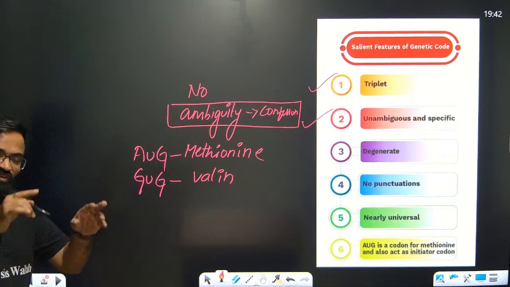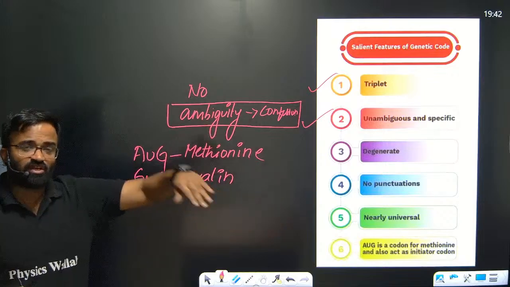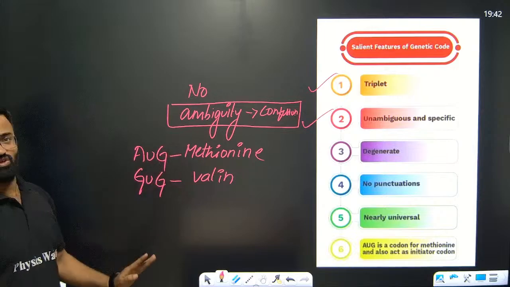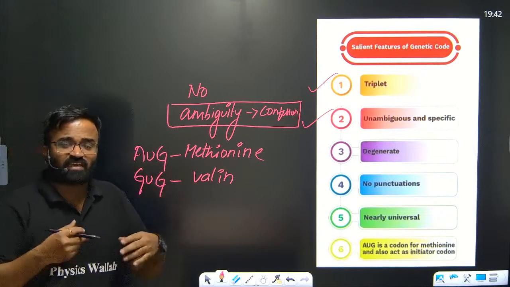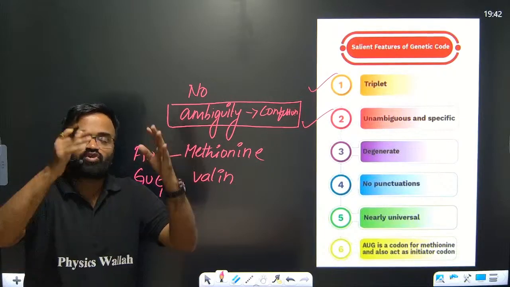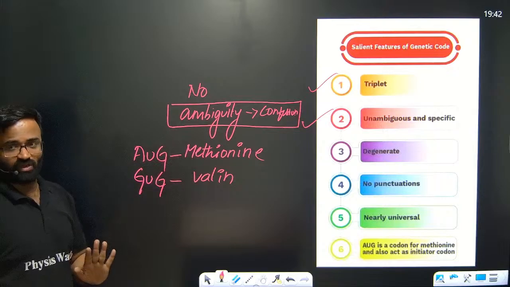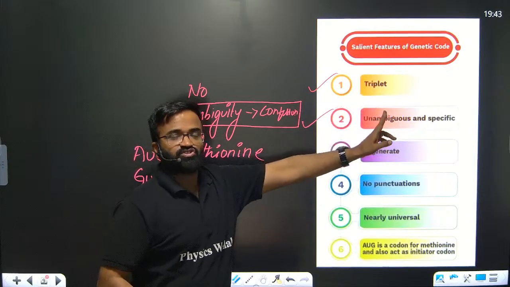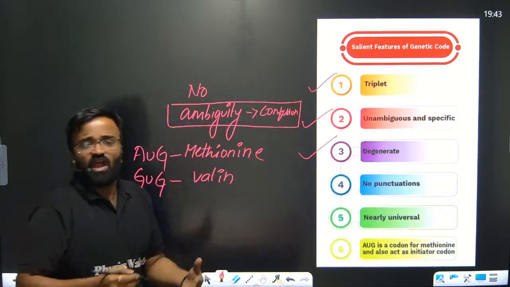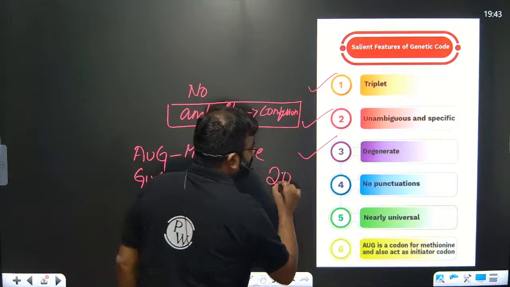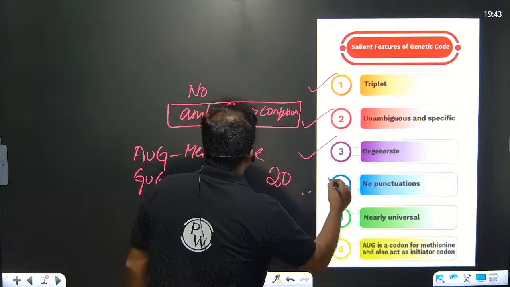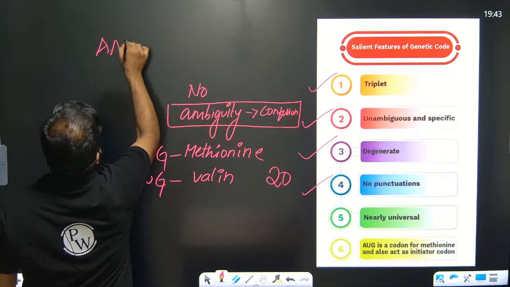Whether AUG is in the first position or 100th position or 1000th position, it codes for only one amino acid, that is methionine. And whether it is a heart cell, a kidney cell, a donkey cell, a monkey cell, a plant cell, or a bacterial cell, it codes only for one amino acid, methionine. That is what it means: there is no ambiguity and it is specific. And it is degenerate. All we need is 20 codons to code for 20 amino acids, but we have more than required, giving degeneracy. And genetic code is read in a continuous fashion.